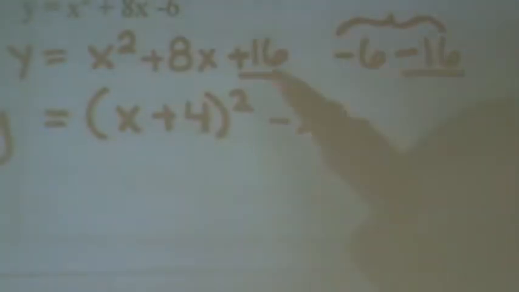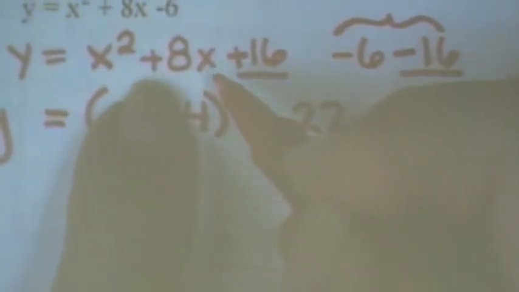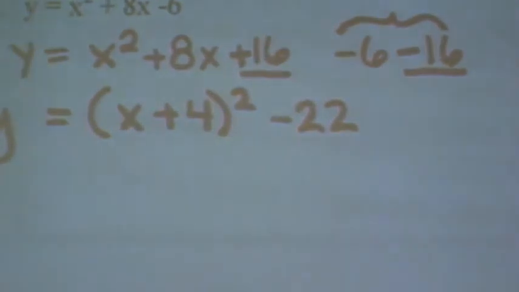How did we get the 16? You take half of eight, and square it. Yeah, like we did on the. Now, I want you to look at 46. I want you to write it in vertex form, but I want you to practice the way we just did. So let's practice this.